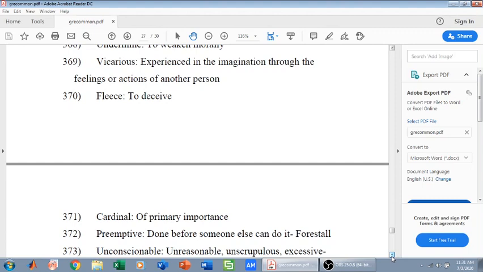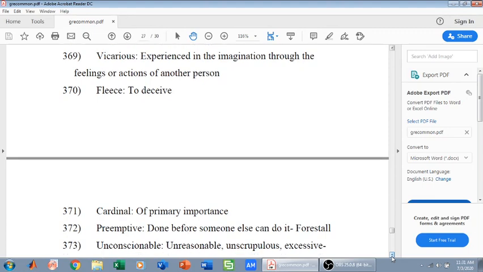Fine. Pre-emptive means done before something else can do it. It means to forestall. Preclude is another example. We can say that preclude is also a synonym of preemptive, which means to prevent by advance action. So preemptive means action done before someone else can do it. So it means to forestall.